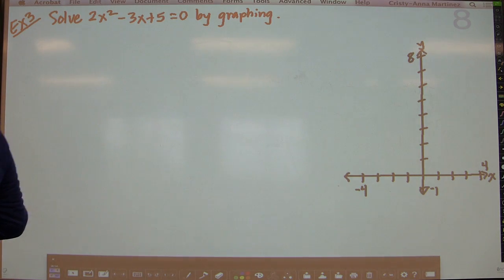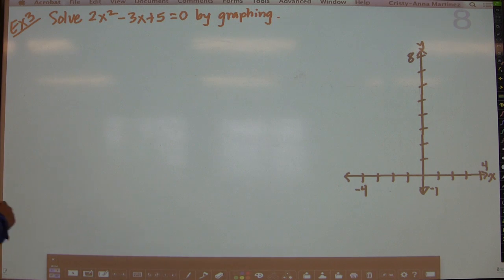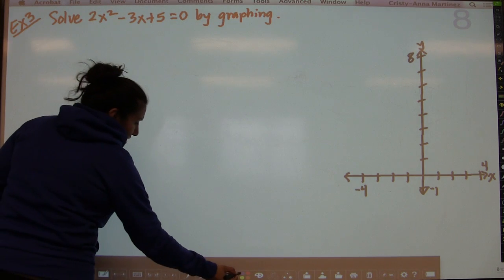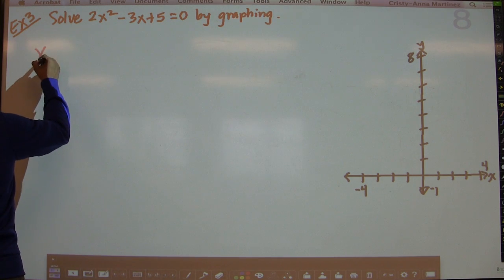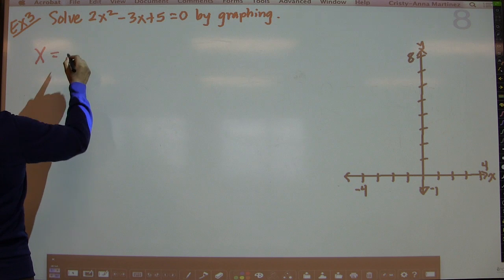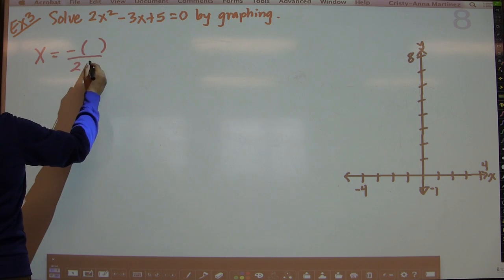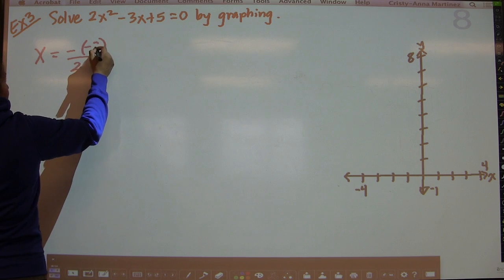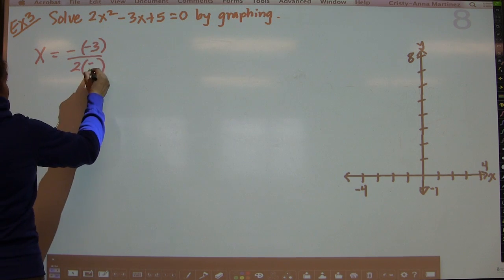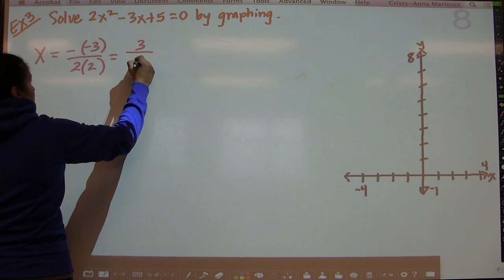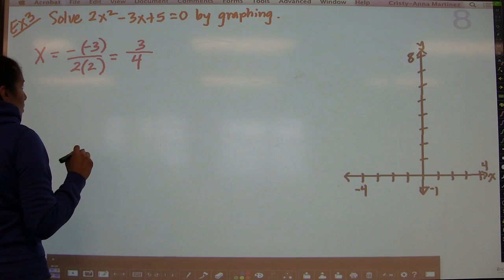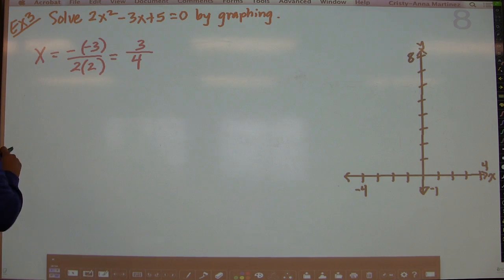We did 1 unique solution. Now we're going to do a scenario where you have no real solutions. Okay, but we're going to do it the same way that we have been in the past. We're going to say x equals, this one's already in standard form, so x equals negative b over 2a, and the b value is negative 3, and the a value is 2. The two negatives here are going to make this a positive 3. 2 times 2 is 4, so this time our x coordinate for the vertex is going to be a fraction, but that's okay.